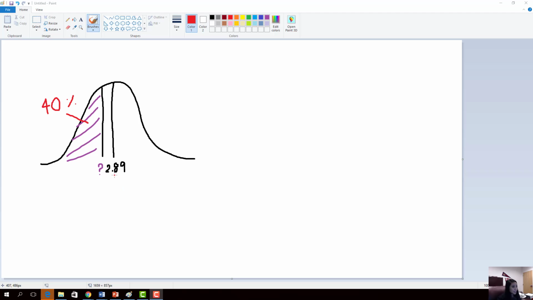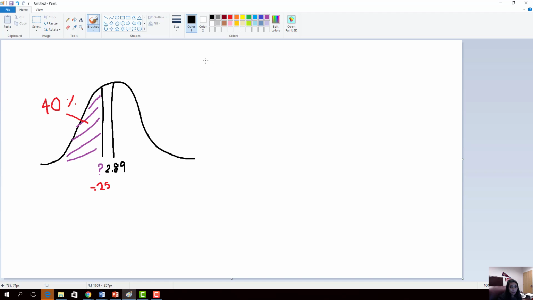I want to know this amount. Now I have to use the cumulative standardized normal distribution table to find the z-value that corresponds to this 40%. I've given it to you here already. The table indicates a z-value of negative 0.25 for 40%. So this right here is equal to negative 0.25 for the z-value. And I want to know what is the corresponding weight for this z-value.